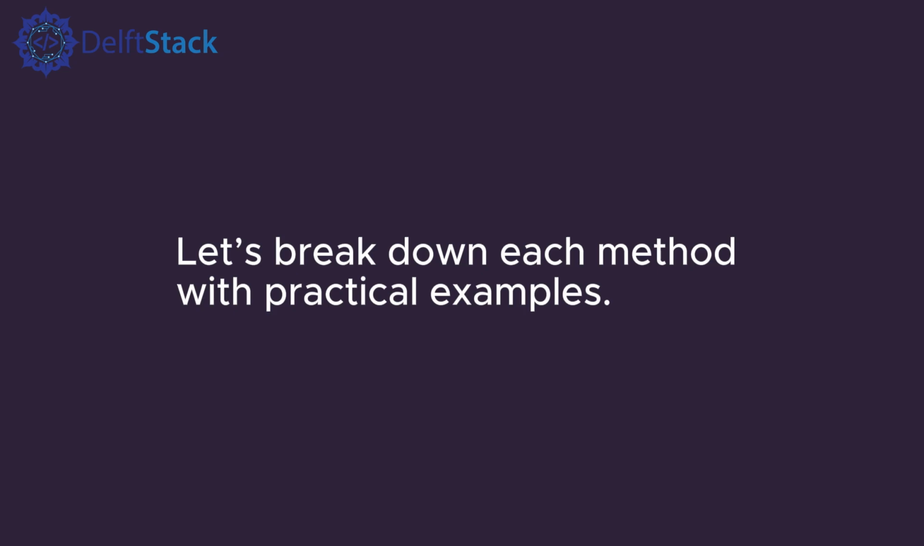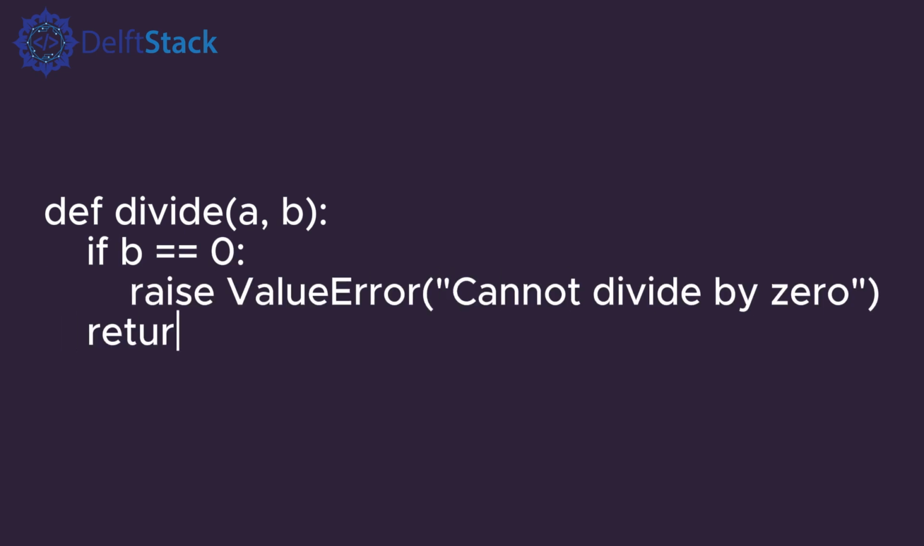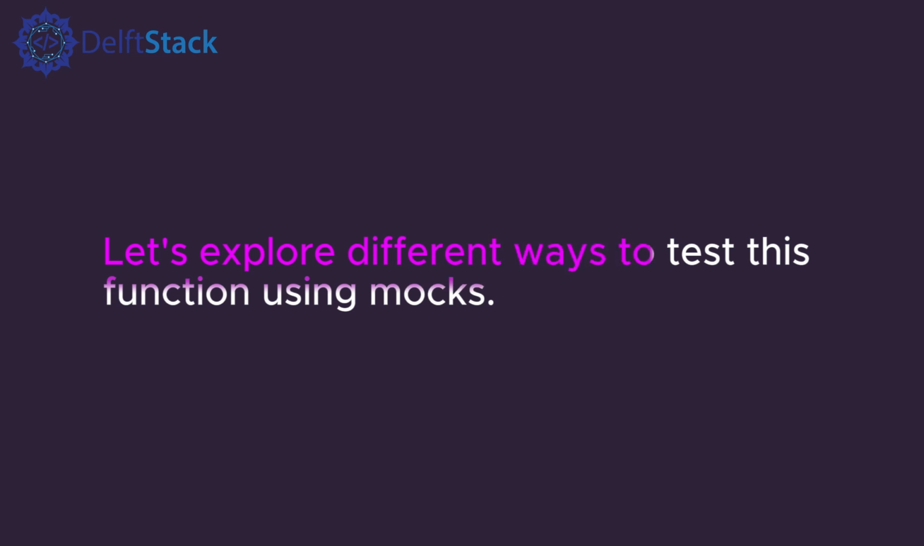First, we have a simple function in calculator.py that divides two numbers. If the denominator is 0, it raises a ValueError. This check ensures we don't attempt an illegal division by 0. Now let's explore different ways to test this function using mocks.